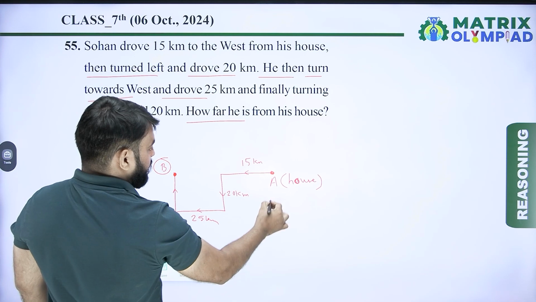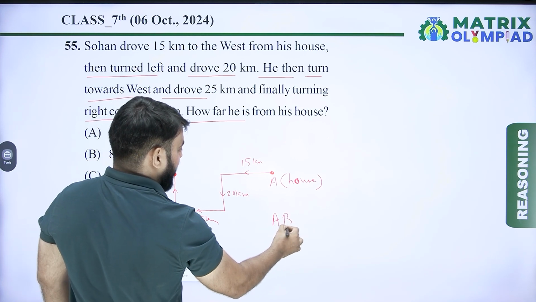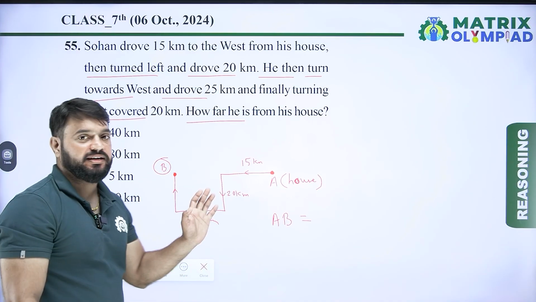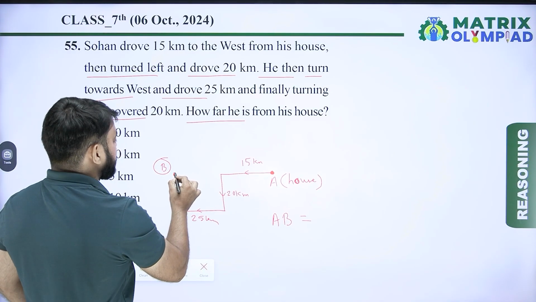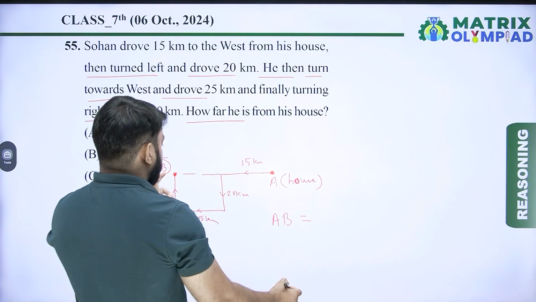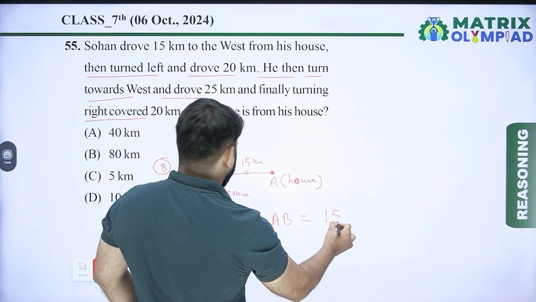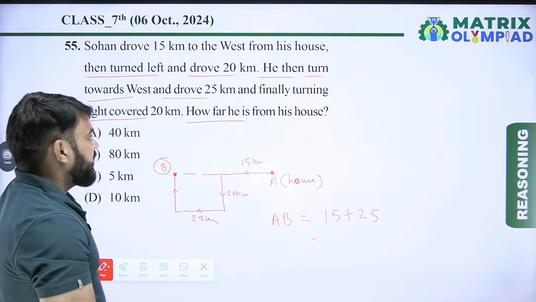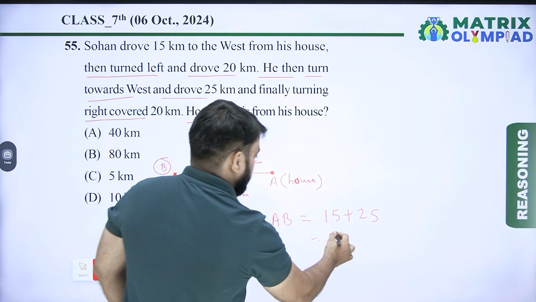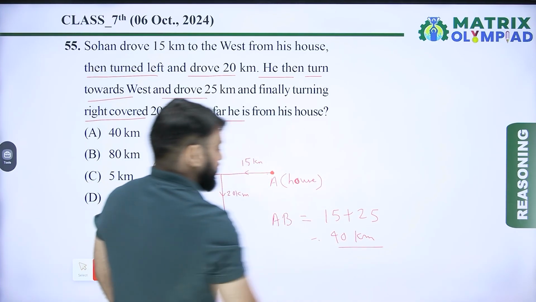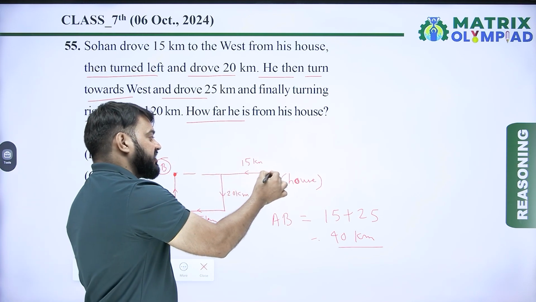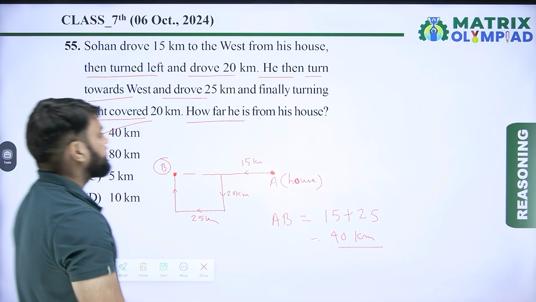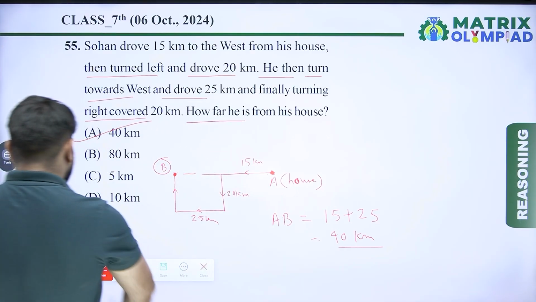How far? Find the distance between A and B, because A is the starting point of Sohan and B is the final destination of Sohan. Now find the distance between A and B. The distance between A and B is 15 plus 25, which means 40 kilometers. So the distance between the starting point and end point is 40 kilometers. So option A is the correct answer to this question. Let's move to the next question.